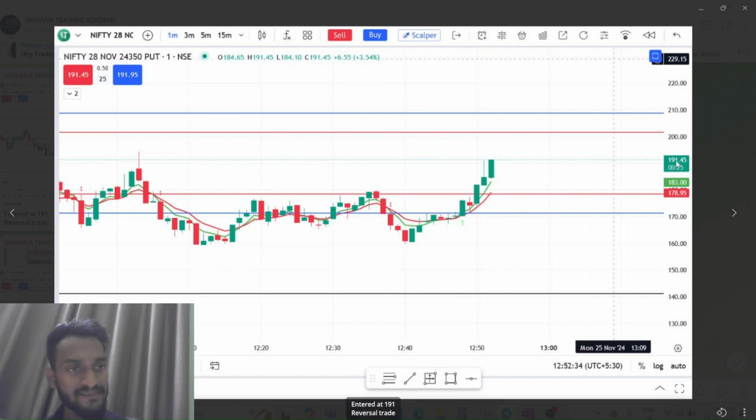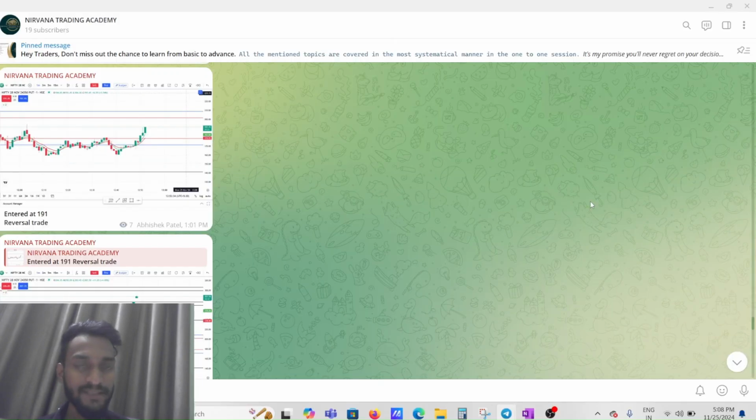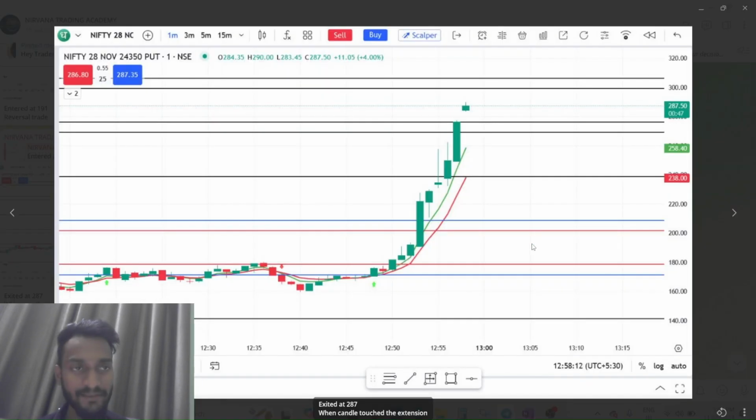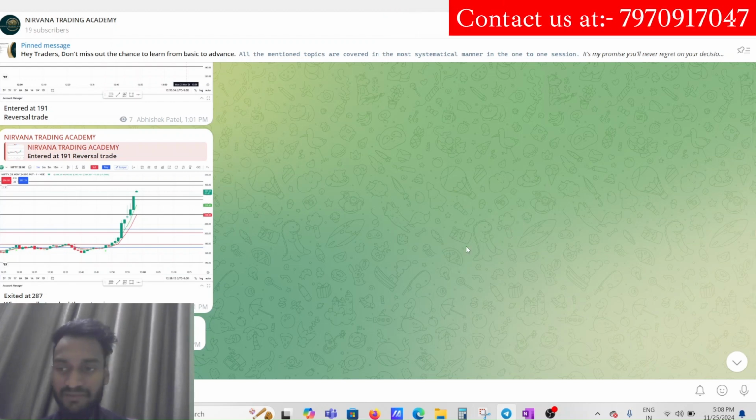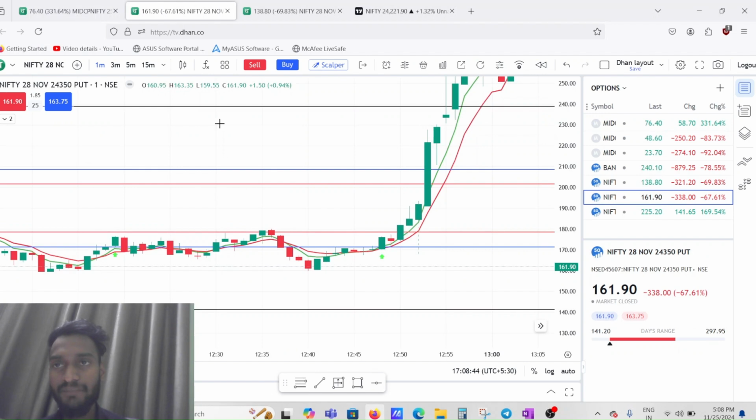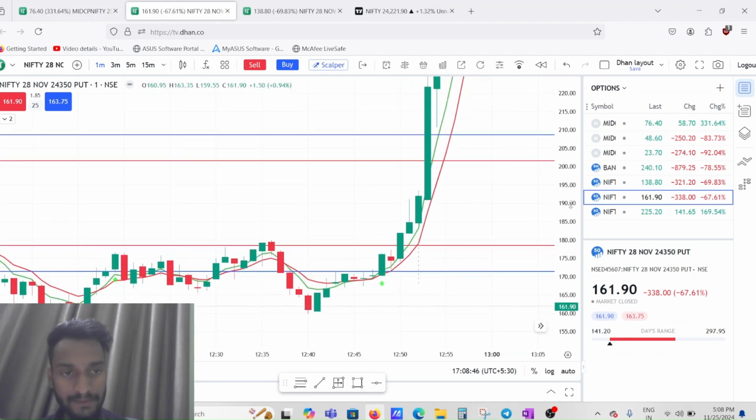24350P, if you see the price 191, if you see the timing 12:52. So I entered at 12:52, 191 is the price, exited near 287 at the time of 12:58, just a 6-minute trade and somewhere around 96 points profit in options. Now what was the reason? Why did I punch the order? That's the main question. If you see, this is the first retracement.